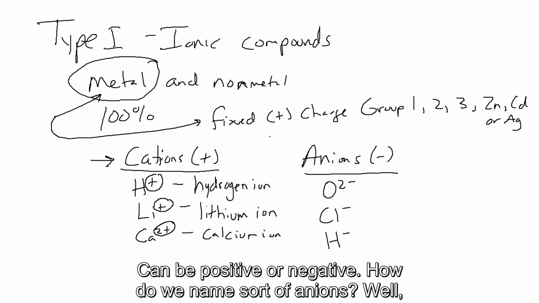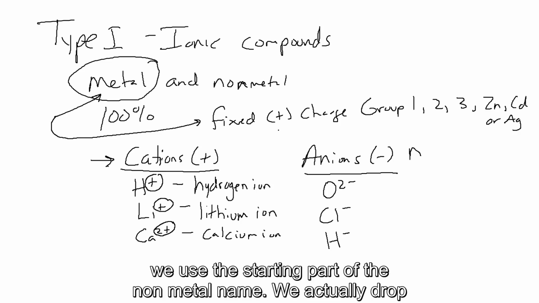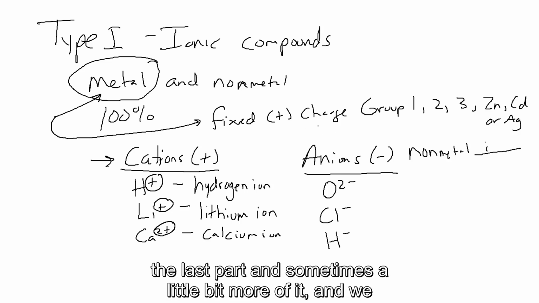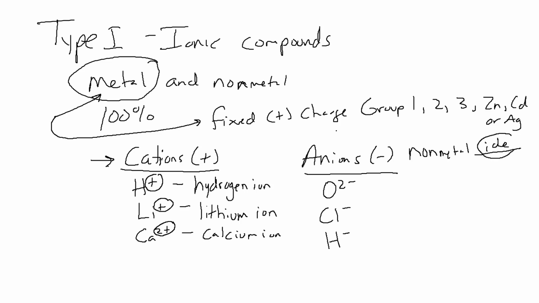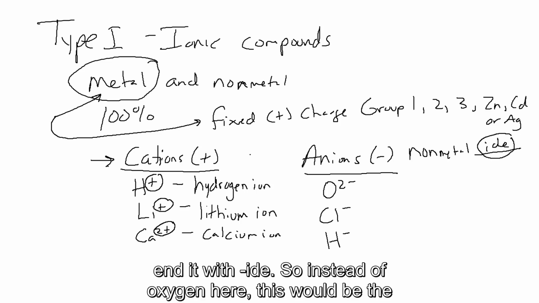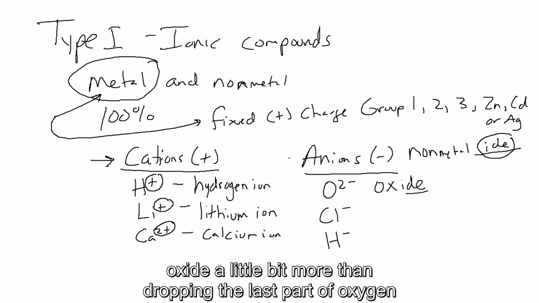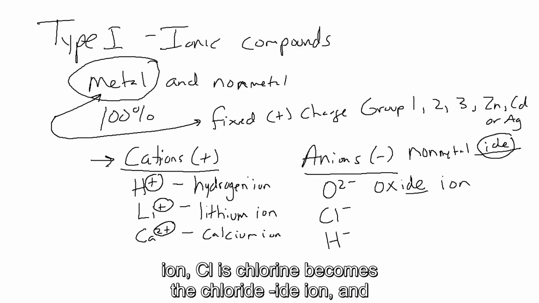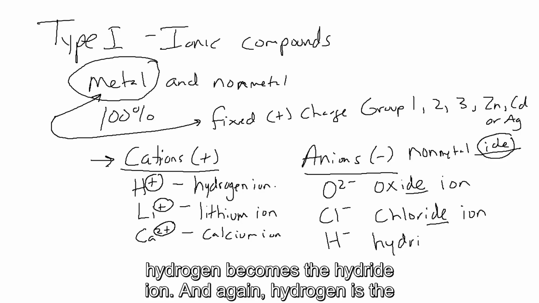How do we name anions? Well, we use the starting part of the non-metal name. We drop the last part, and sometimes a little bit more of it, and we end it with -ide. So instead of oxygen, this would be the oxide ion. Chlorine becomes the chloride ion. And hydrogen becomes the hydride ion.